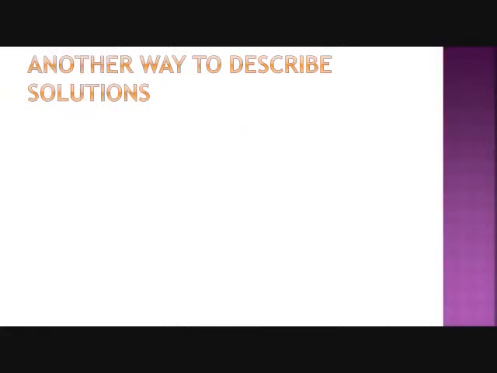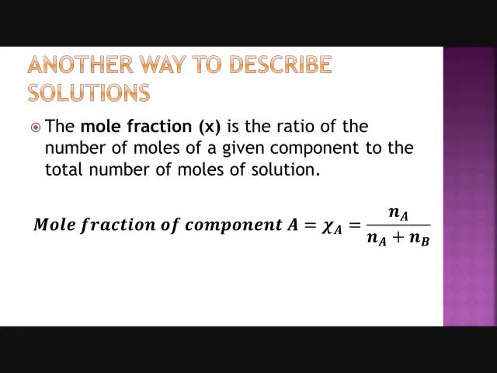But another way to describe solutions is using what's called a mole fraction. Mole fraction is signified by an x. It's actually the Greek letter chi, C-H-I, but an x is fine. It's the ratio of the number of moles of a given component to the total moles. The equation is given on the equation sheet: if you need the mole fraction of A, you put the A moles on top and the total moles, A plus B plus C plus whatever components are in there, on the bottom.